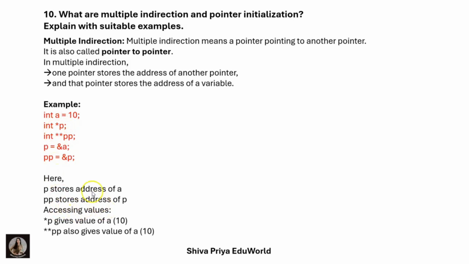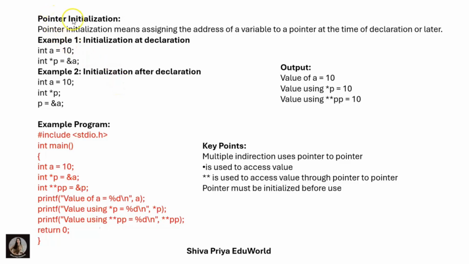Clear? Accessing the values: how to access that? Here, asterisk p gives the value 10. This will give the value 10, and asterisk asterisk pp will give the value of a, that is 10. Clear? Let us see about pointer initialization.